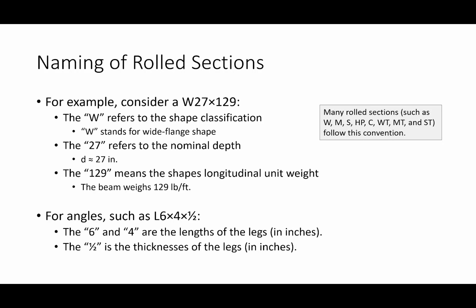Angles are a little different. If you have an angle that's like an L 6 by 4 by a half, the 6 and the 4 correspond to the leg lengths: this is 6 inches, that's 4 inches, and the half is how thick it is. I should note, this is a USCS unit class through and through. Feet, inches, kips, pounds. No kilonewtons, no meters. I know we could have a belabored discussion about how metric probably makes more sense, but this is just what we use. Any questions?